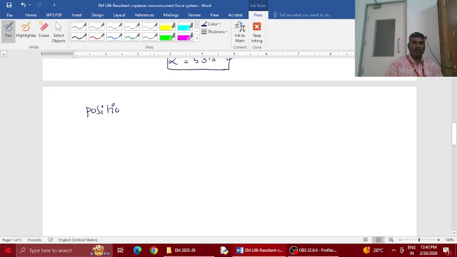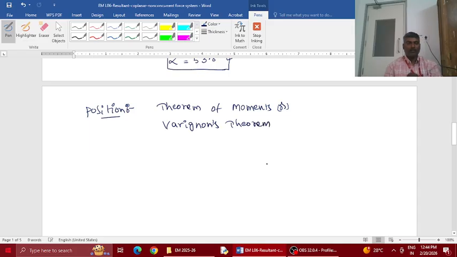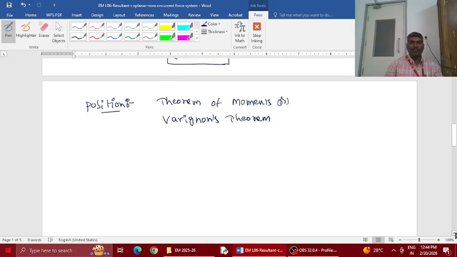Okay. So how you decide position, means where this resultant is acting. Where you need the help of the theorem of moments or Varignon theorem. Okay. So this will help you to find the position of the resultant, what it is.